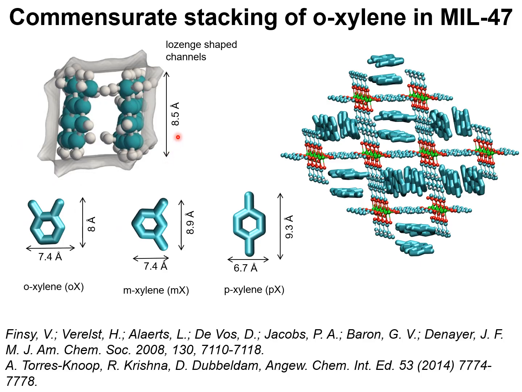The 8.5 angstrom sized lozenge-shaped channels of MIL-47 allow commensurate stacking of orthoxylene within the one-dimensional channels, and this results in a higher adsorption capacity and strength for orthoxylene as compared to metaxylene and paraxylene. The ortho-selective separations of xylene isomers can be accomplished with MIL-47 as demonstrated in these papers.